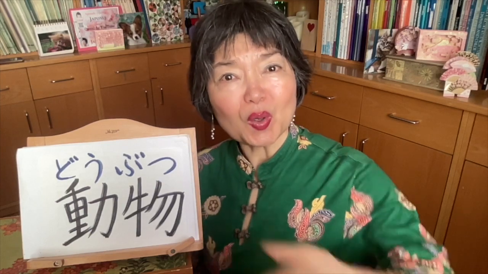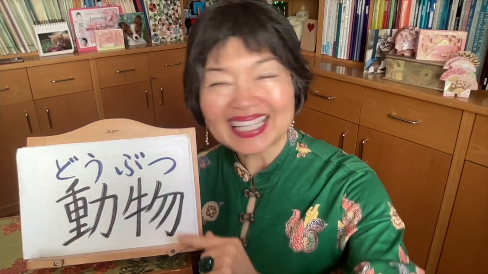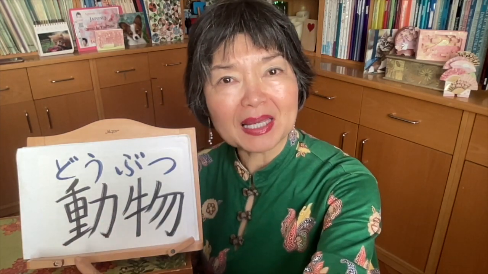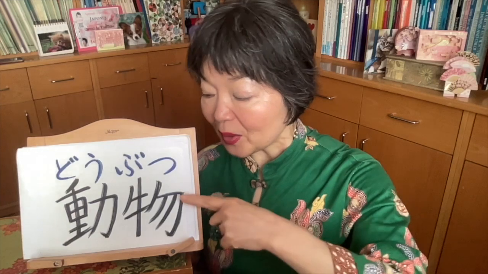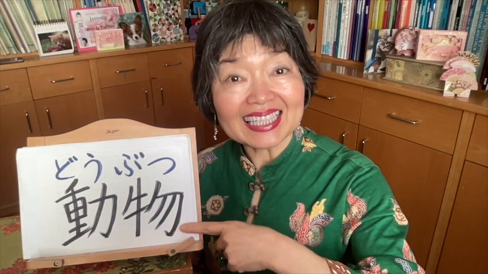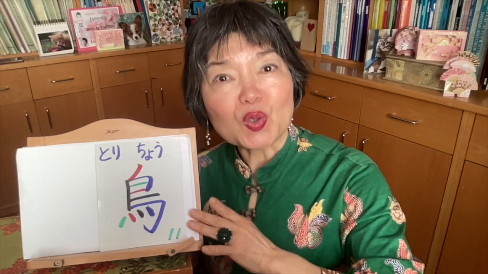I'm going to help you with some words. 動物, animals. Well, 動 comes from 動きます, to move. 物 is the thing. Things that move: animals, 動物. The birds, 鳥.